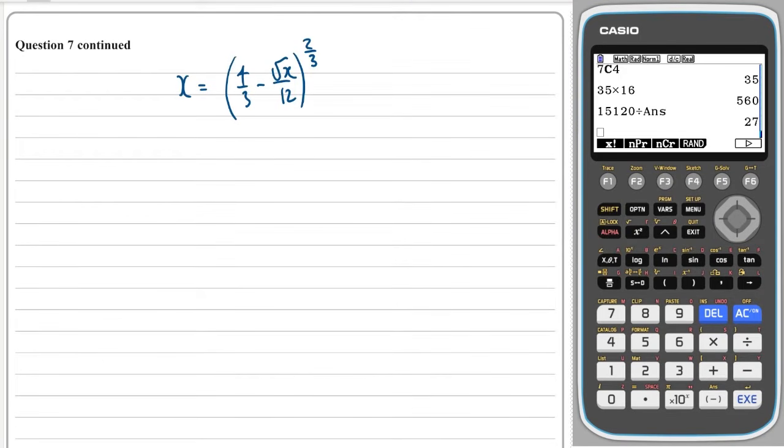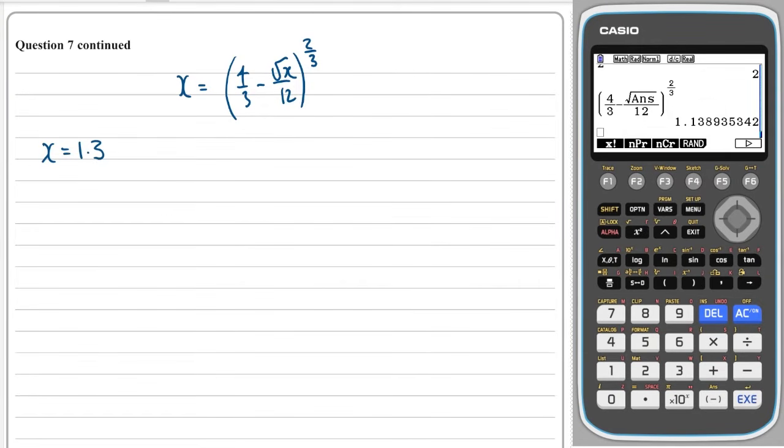So I'm going to go to my calculator. The starting value was 2, so I press 2 equals. I then need to type in this formula, which is 4/3 minus root, and rather than putting x, I put answer, so that it uses 2 from the previous line, 12, close bracket, to the power of 2 thirds. I press equals, and that's my x2 value.